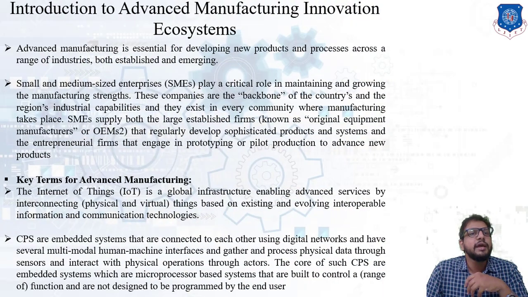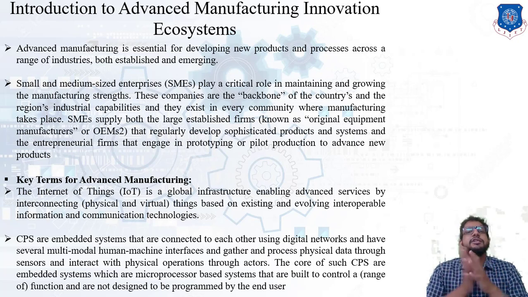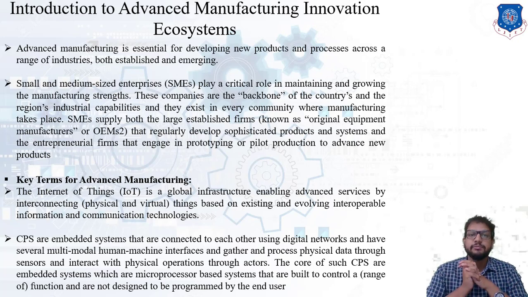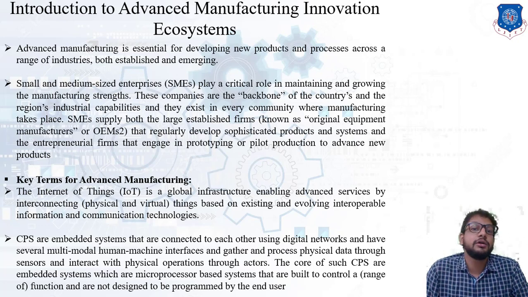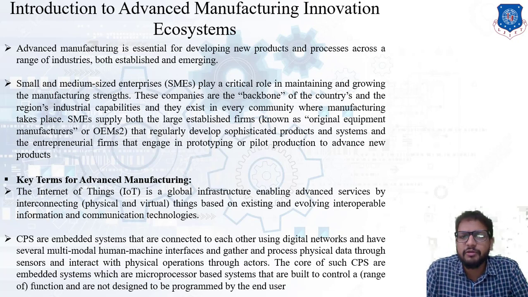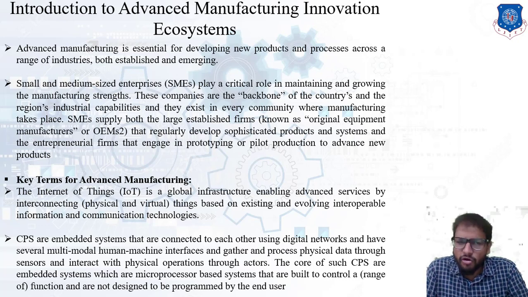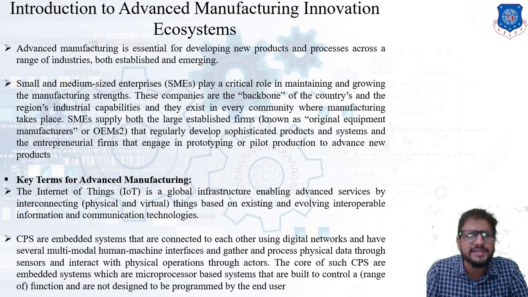Okay. Now the next topic is our introduction to the advanced manufacturing innovation ecosystem. Now, advanced manufacturing is essential for developing new products and processes across a range of industries, both established and emerging. Which means that we need to do advanced manufacturing. That is, we need to install a cyber physical system. We need to install an IoT based system within our factory. So these two, that is cyber physical and IoT combined, are going to make the factory a smart factory and the manufacturing an advanced manufacturing.